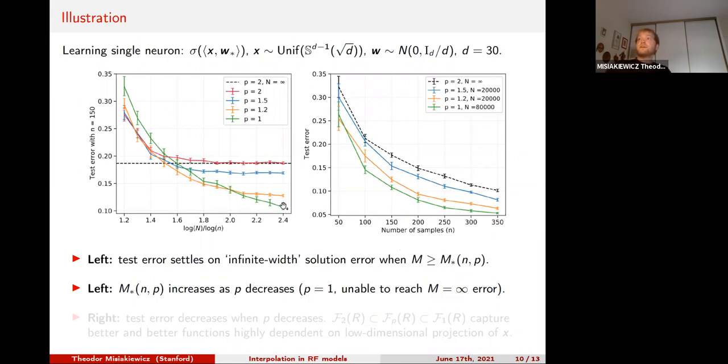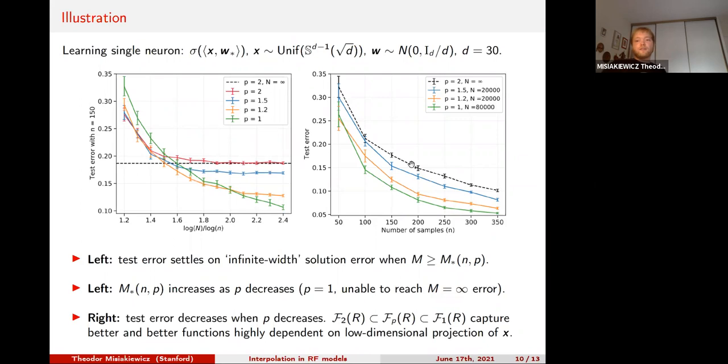And this is because we need an exponential number of features. On the right, I fixed the number of features to be very large in order to have a rough approximation of the infinite width limit, and I plot the test error as a function of the sample size. We see that as p decreases, the test error decreases, which is consistent with the notion that the class F_p captures better and better functions that are highly dependent on low dimensional projections.